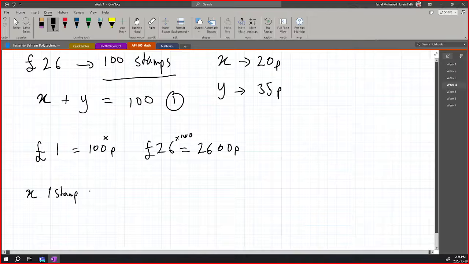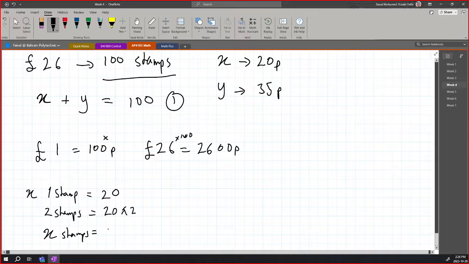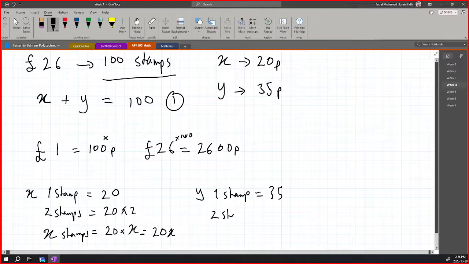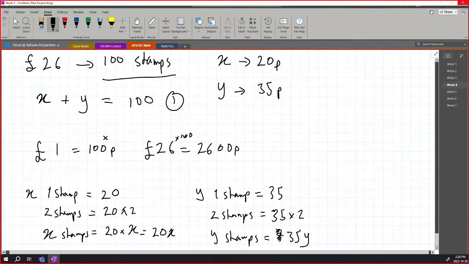To continue, 1 stamp of x is 20. If we have 2 stamps it is 20 times 2, and so on and so on. X stamps is 20 times X, that is 20X. This is the total cost of X number of stamps. The same for Y: 1 stamp is 35, 2 stamps is 35 times 2, and Y number of stamps is 35Y. That's the main idea. Now you are trying to find the total cost of the X stamps and the total cost of the Y stamps.